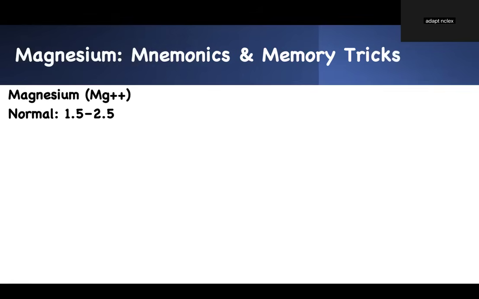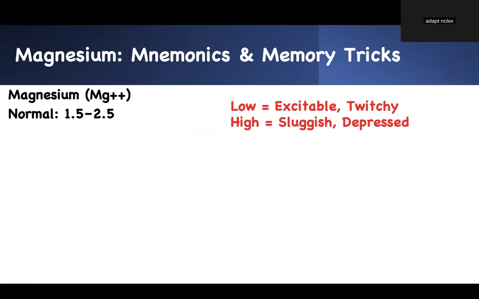Magnesium is the same as calcium. You don't have to memorize. If you forget, always go back to calcium. Magnesium and calcium do the same thing. Normal level, 1.5 to 2.5. Low level will make you jumpy, excitable, and twitchy. High level, I will slow it down and get depressed.